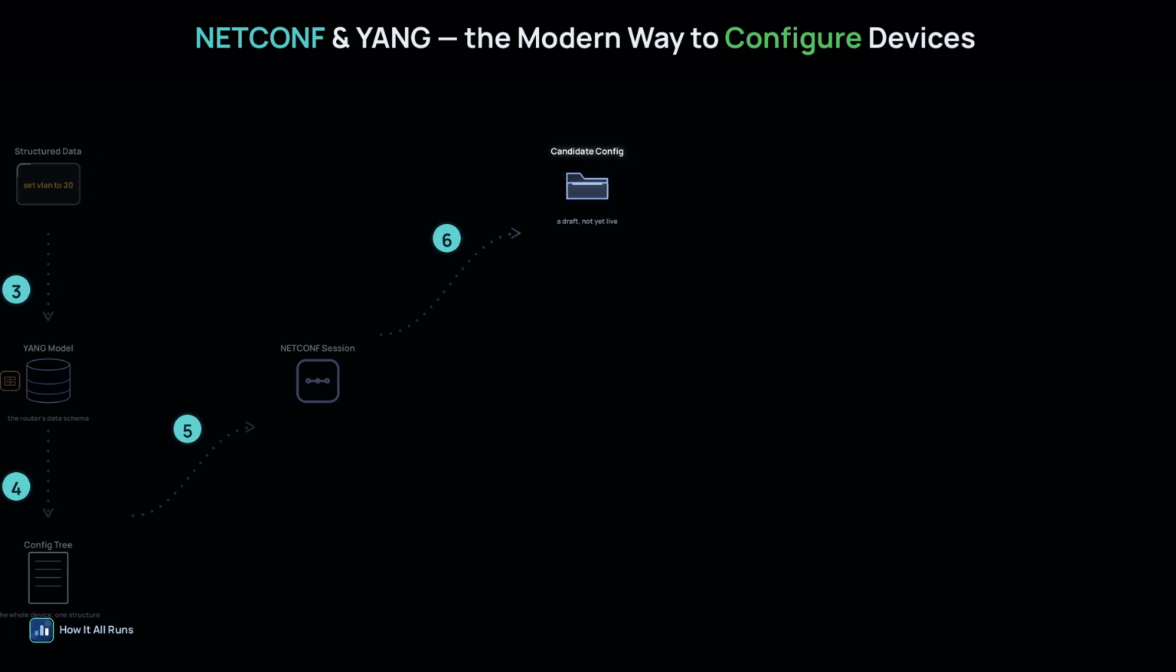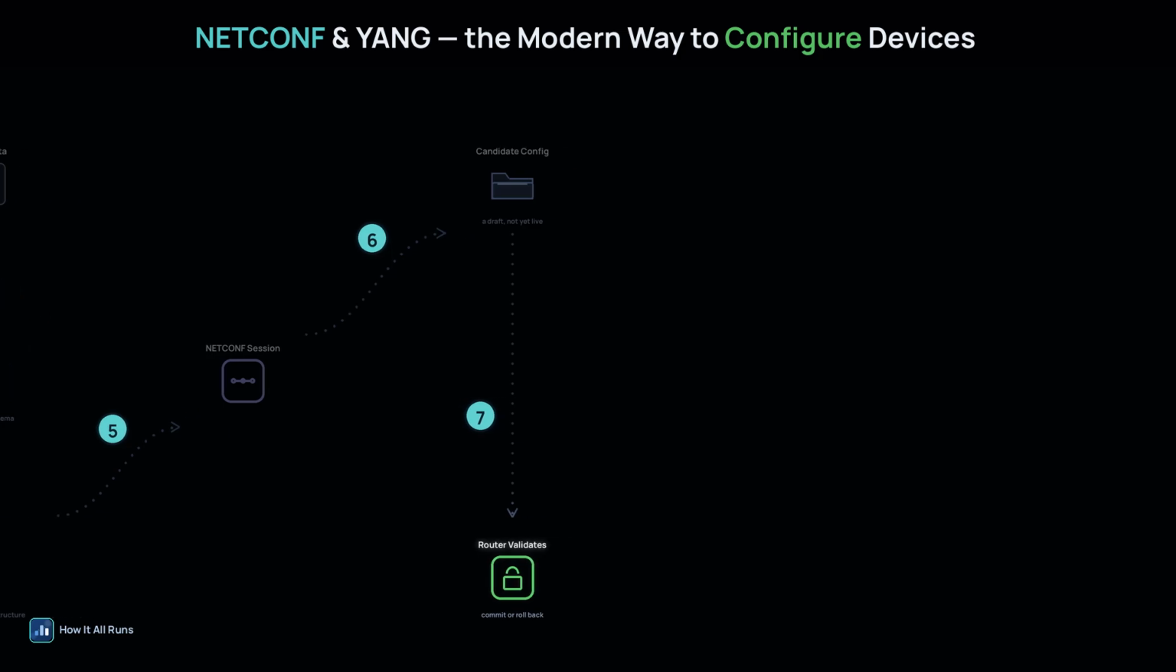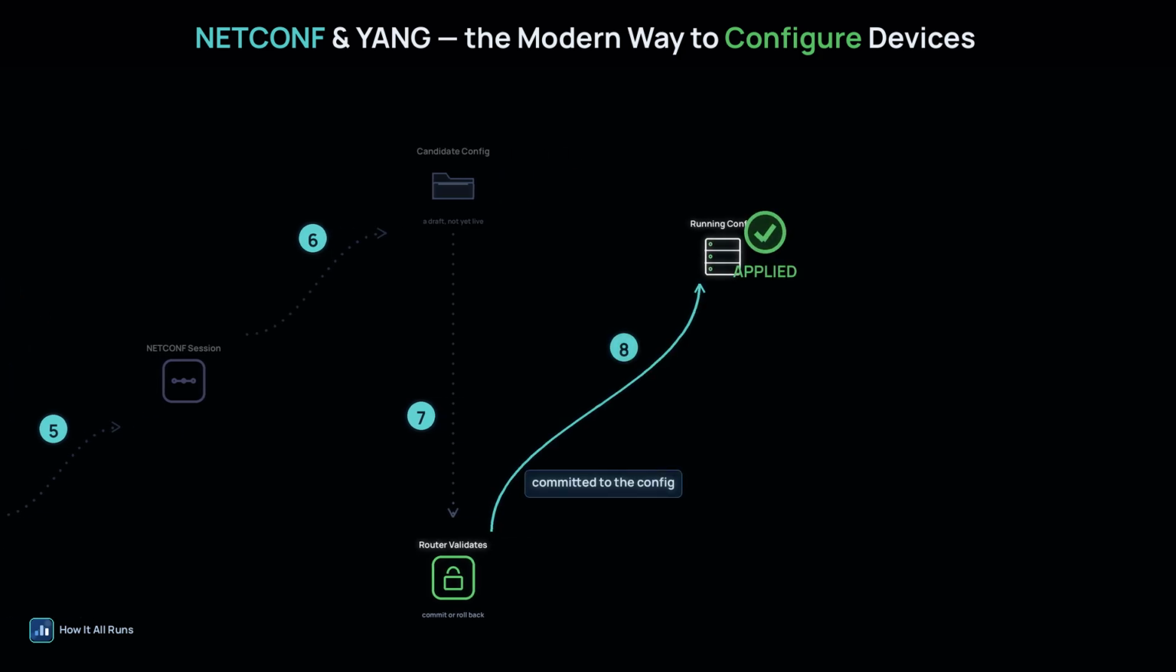The router now validates that entire candidate as a whole, not just this one field in isolation, but whether it conflicts with anything else already configured on the device. Suppose the candidate passes every check cleanly, no conflicting rule, no missing dependency. The router commits it, and the candidate becomes the new running configuration.